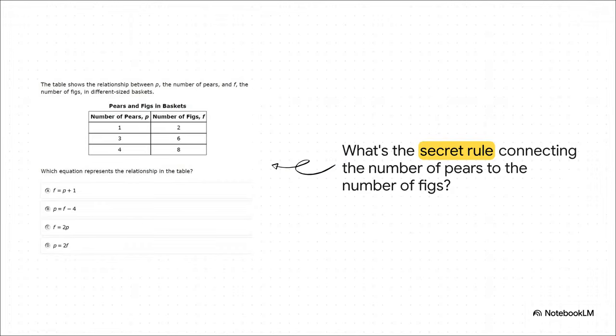Okay, here's our first clue. We've got a table showing the connection between pears and figs in different baskets. Just look at the numbers. When there's one pear, there are 2 figs. When you have 3 pears, you've got 6 figs. What's the hidden rule here? Don't even worry about the answer just yet. The first step is always just to look for the pattern.